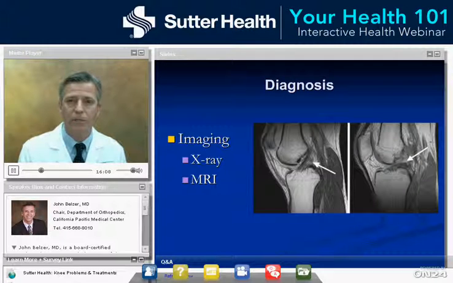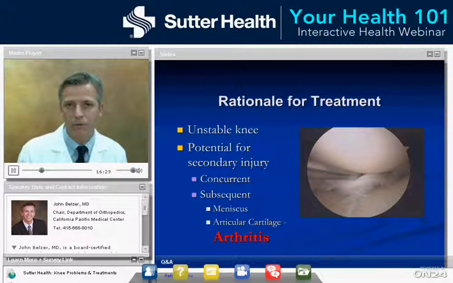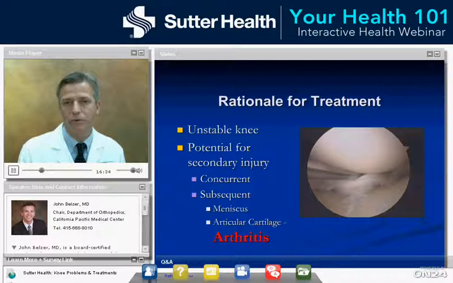Well, again, the number one rationale for treatment is the unstable knee. No patient wants to have a knee that cannot support them during any activity, particularly in sporting activities, but even simple day-to-day life. As I demonstrated in that video of the pivot shift, you can see where that would be very unnerving, to have a knee that simply you twist a little bit and the knee will shift like that and feel like it doesn't support your weight. However, there is potential for secondary injury, which is important in terms of knee health.